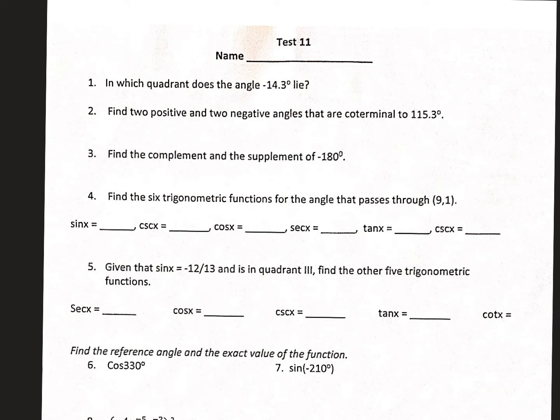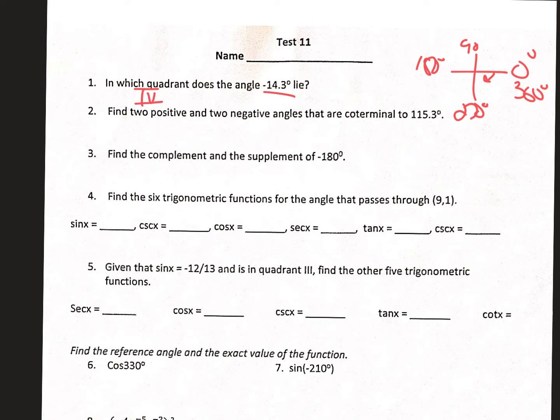All right, let's take a quick run through this practice test. Number 1 says, what quadrant does the angle negative 14.3 lie in? Don't forget the picture or your coordinate plane with the degrees. Remember 0 degrees, 90 degrees, 180 degrees, 270 degrees. Sorry for the handwriting. 360 degrees. And negative, you go the other way. So if it says negative 14.3, I'm going just below 0 right there, which puts me in quadrant 4.